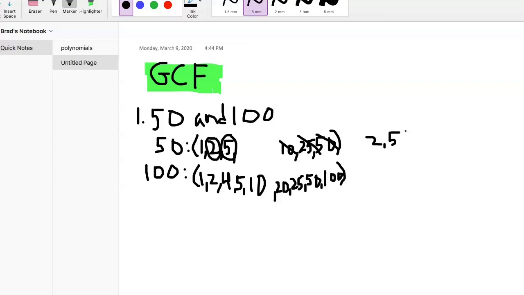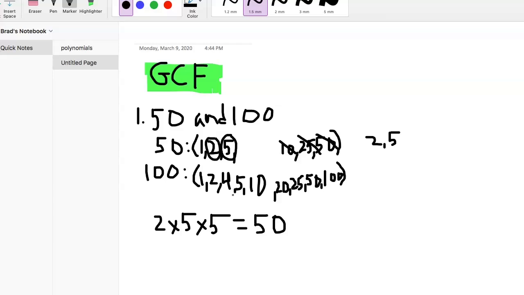And if we were doing prime factorization, which we're going to need to do, what we would actually do for this is put this down here: 2 times 5 times 5 equals 50, right? 2 times 5 is 10. 10 times 5 is 50. Okay, so that's how we do the prime factorization.